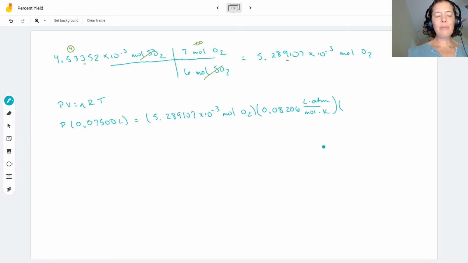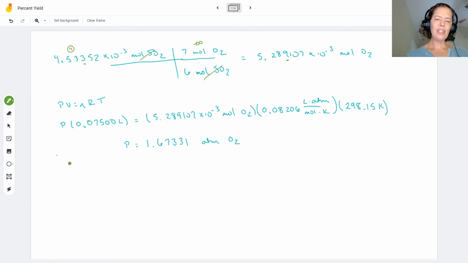And last but not least, I need my temperature. Again, my temperature stayed the same, so that is 298.15 Kelvin. Okay, yes, everything is in. We can plug and chug and solve for pressure. So let's solve for pressure. That is going to be 1.67331. It's going to come out in atmospheres of O2.